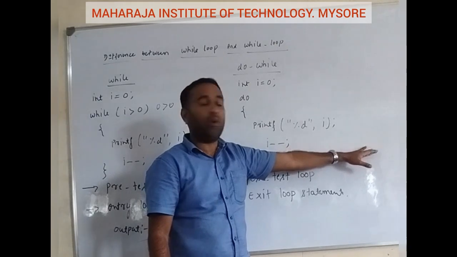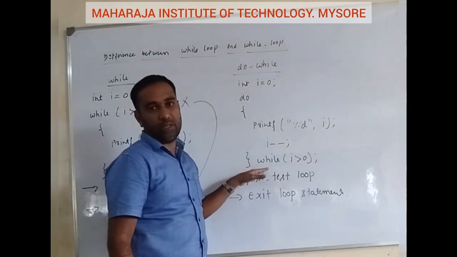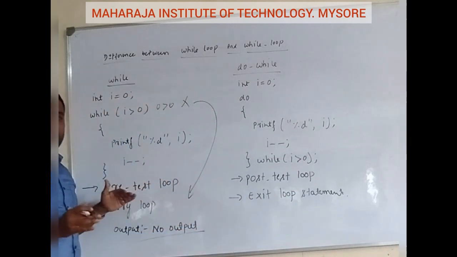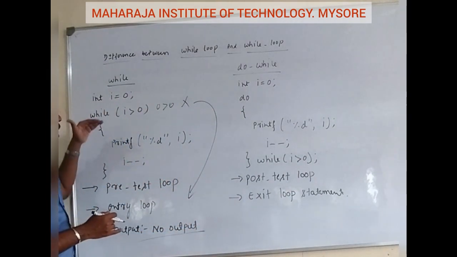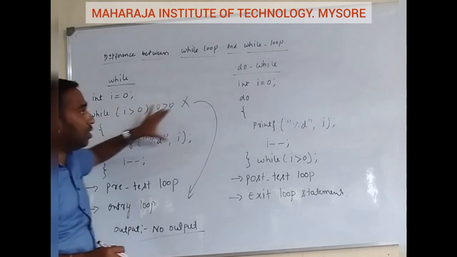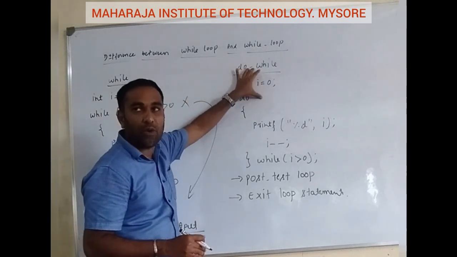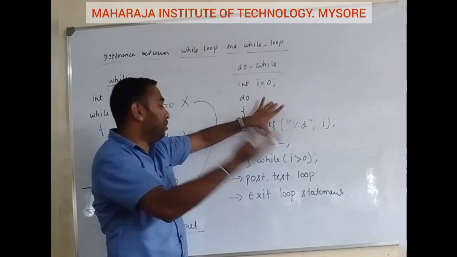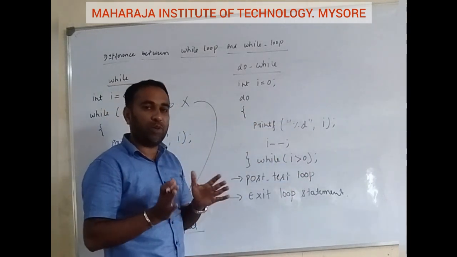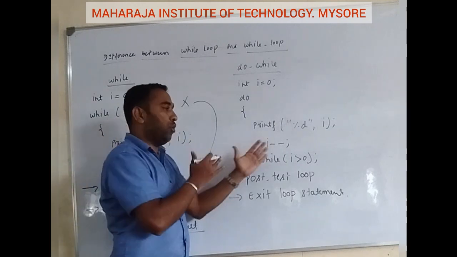Whereas in do while statement, I am initializing the value, then I am printing the value. After printing the value, I am checking the condition. That is the difference. Kindly note the difference between while loop and do while loop. Here I am checking the condition, then printing the value. Here I am initializing the value, printing the value, then decrementing the value, then checking the condition. That is the major difference between while loop and do while loop.